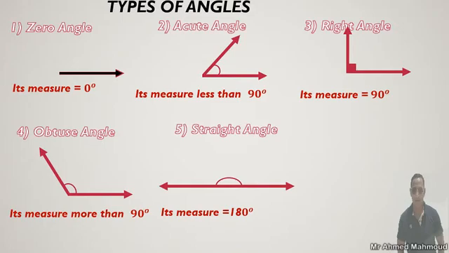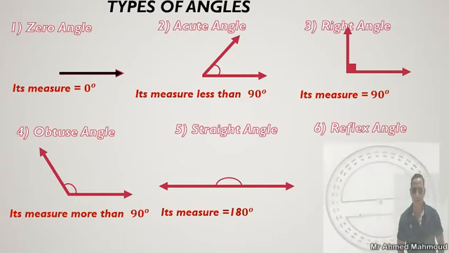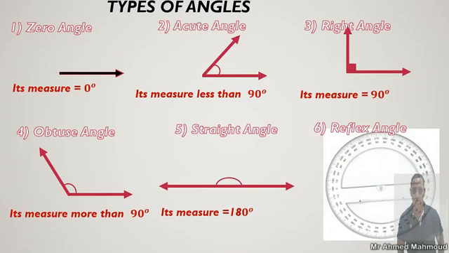The sixth one, this is a new one, which is called the reflex angle. The reflex angle: if we have this protractor which forms a circle, the sum of measures of this circle or this protractor is 360 degrees. We use this one to measure the angles that are greater than 180. If we have an angle like this, more than 180, then this angle is called a reflex angle.